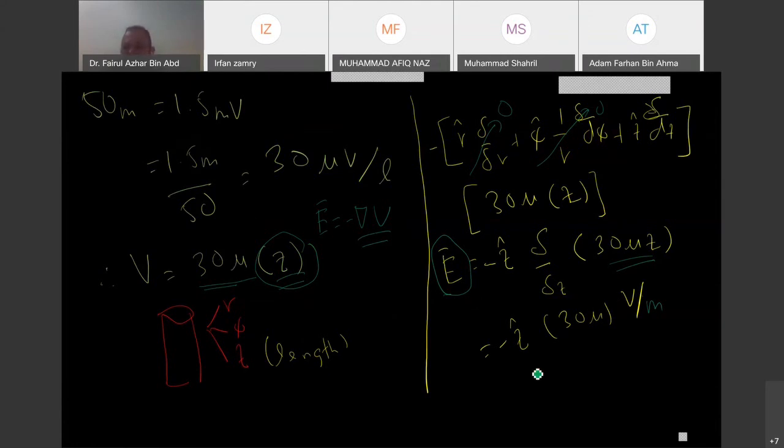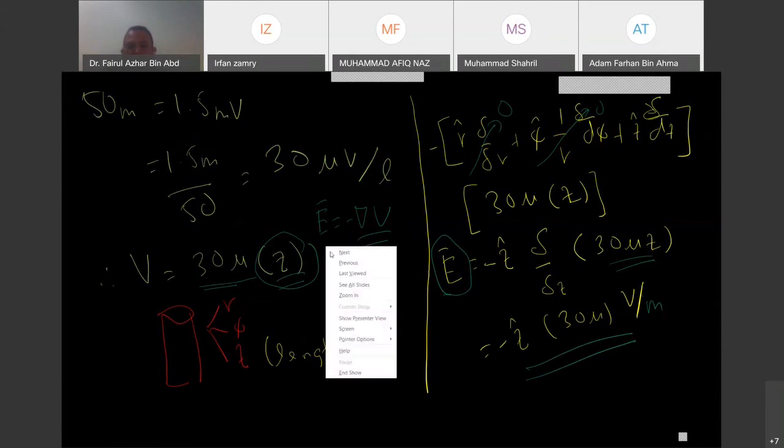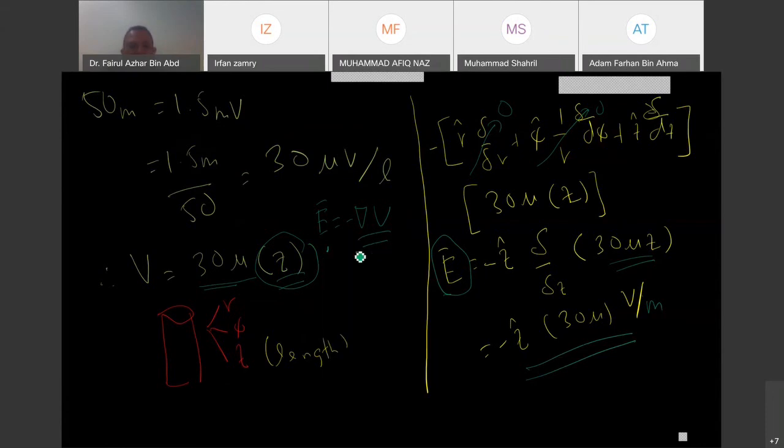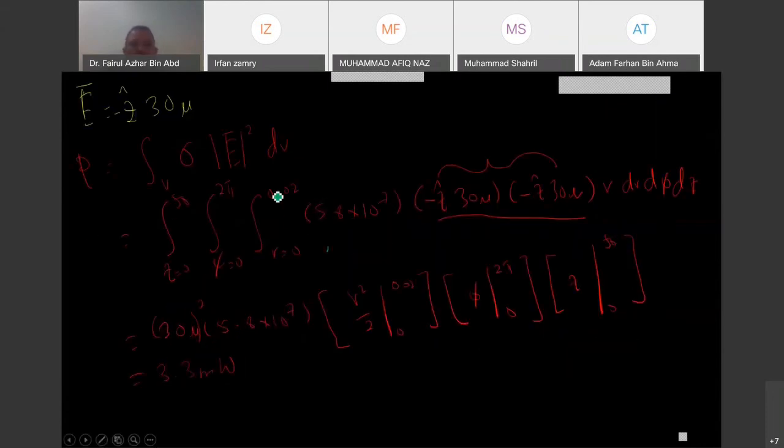Once we get this expression, what we should do is put all the parameters that we know into this expression. Because we are using the cylindrical coordinate system, the dV will be in terms of r dr, d phi, and dz.